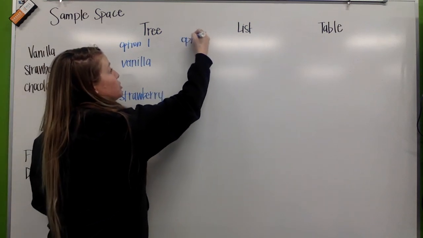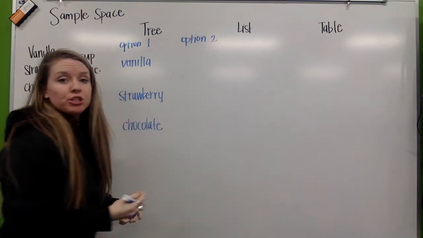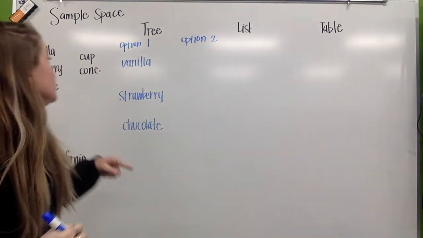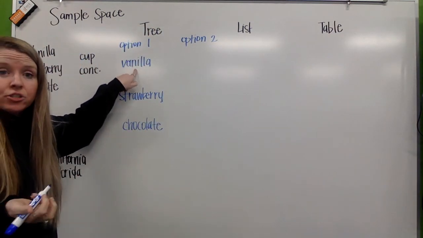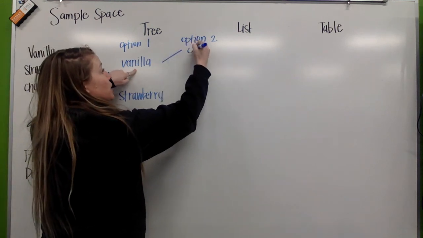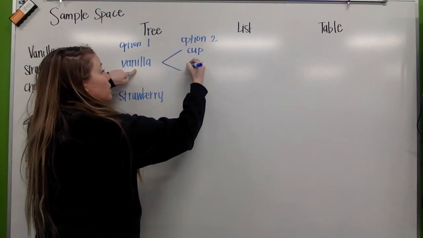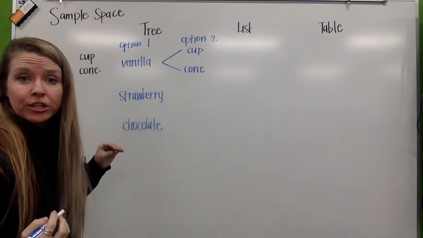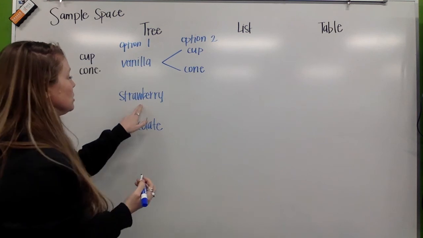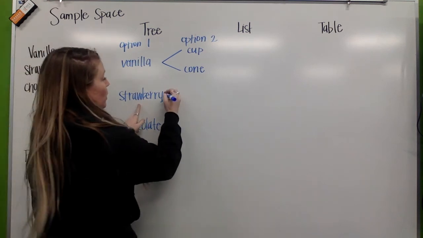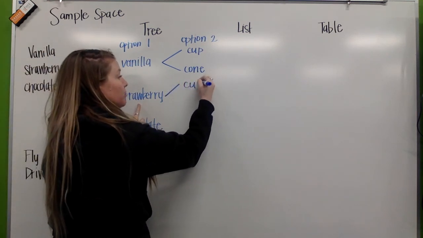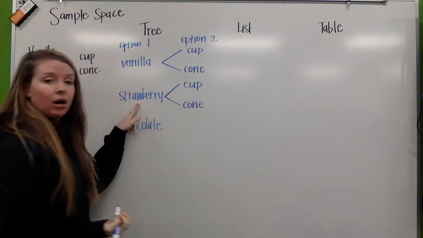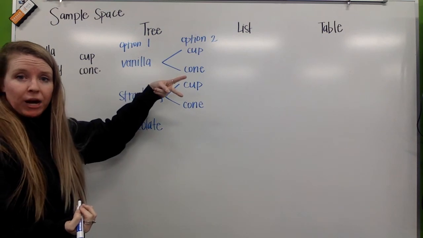But then I have option 2. Option 2 is, do I want it in a cup or do I want it in a cone? So I'm going to choose my vanilla ice cream. Then I have the option to put it in a cup or in a cone. And there we start to see that tree diagram. Let's say I picked strawberry. Well, I'm going to put my strawberry ice cream in a cup, or I'll put my strawberry ice cream in a cone. So again, we're seeing that branch out.